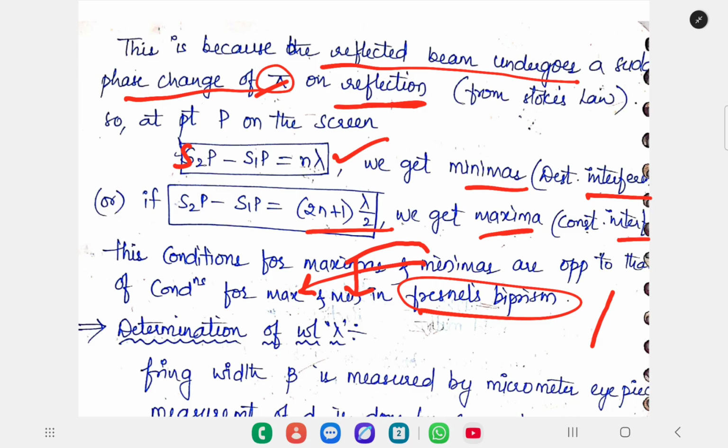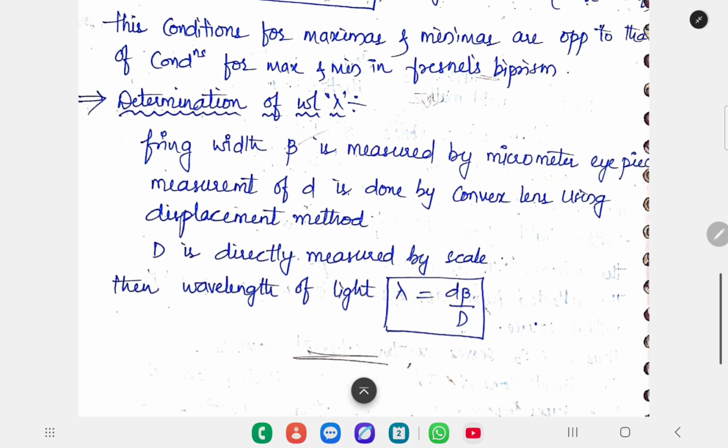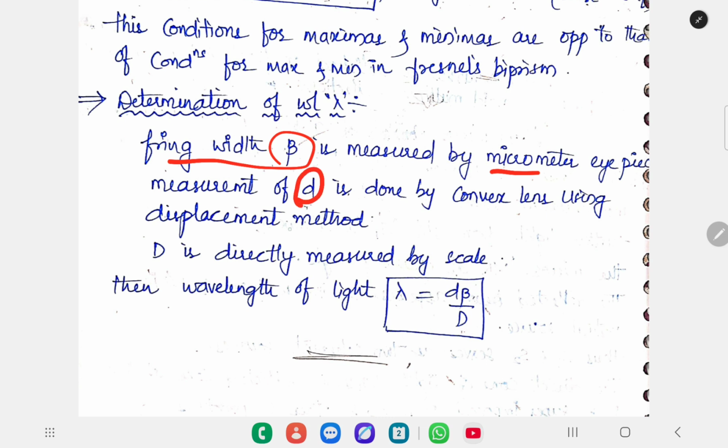Now we have to find out the wavelength. The fringe width beta is measured by the micrometer of the eyepiece, and small d we can find using the lens displacement method with a convex lens. Next, we can find capital D directly by using the scale, and we substitute these values to get lambda. This is the experiment of Lloyd's mirror.